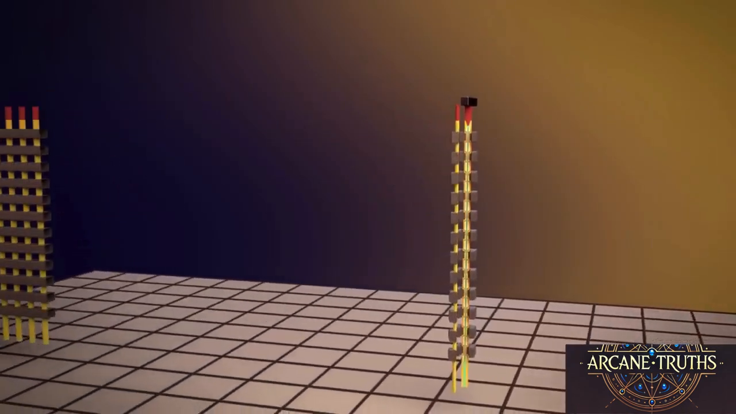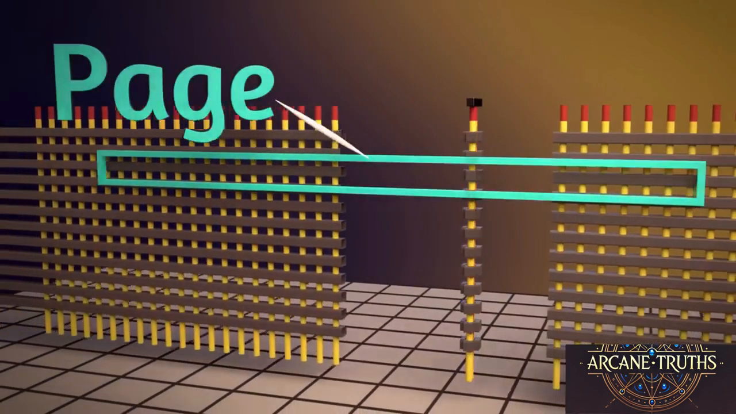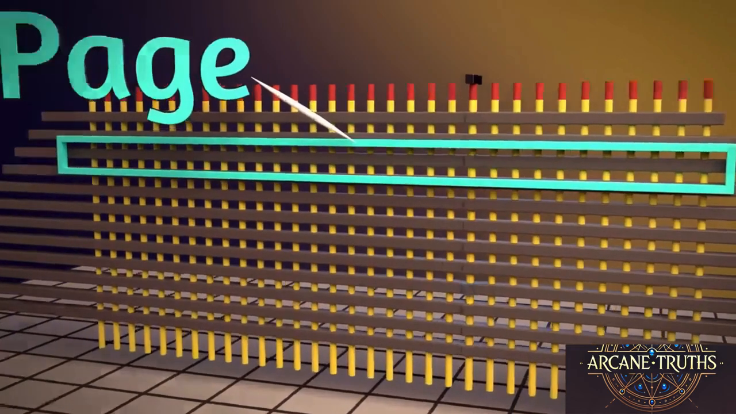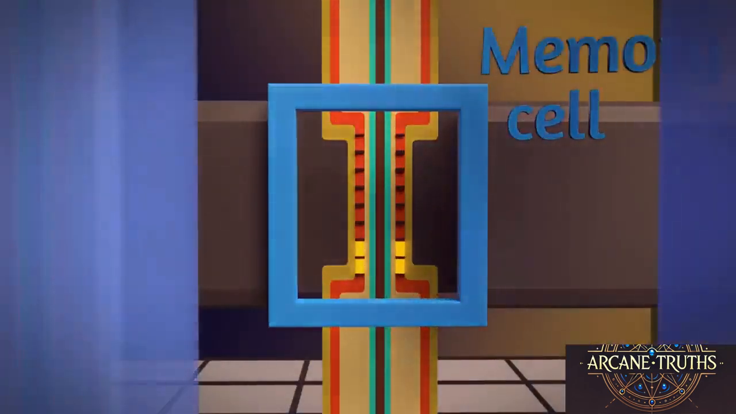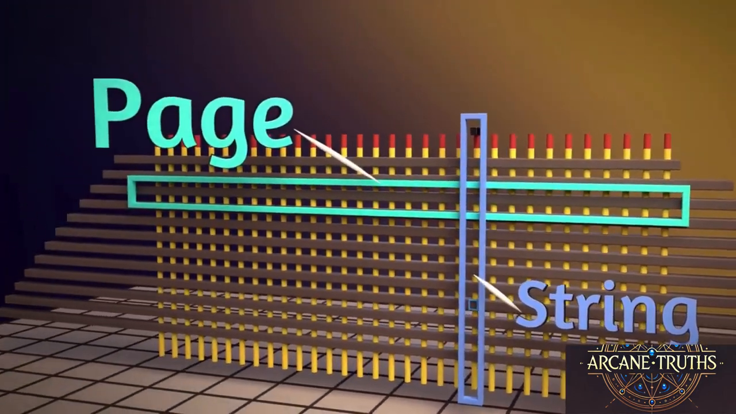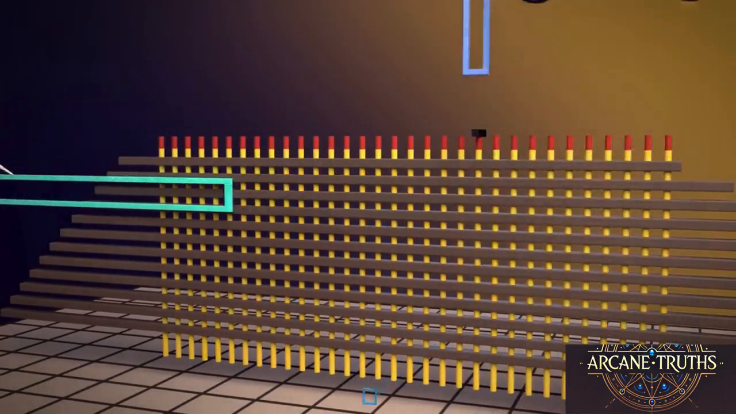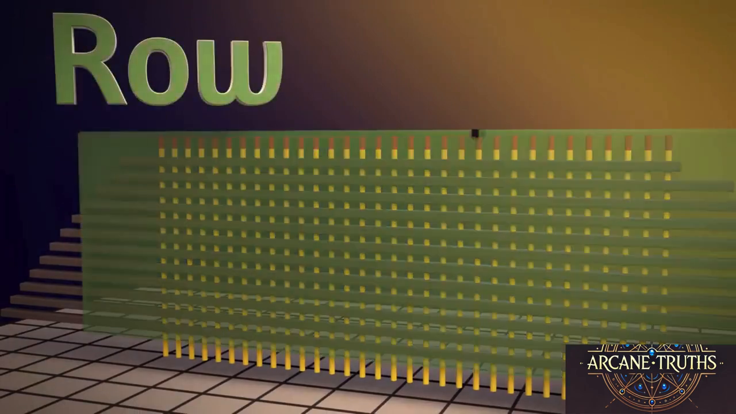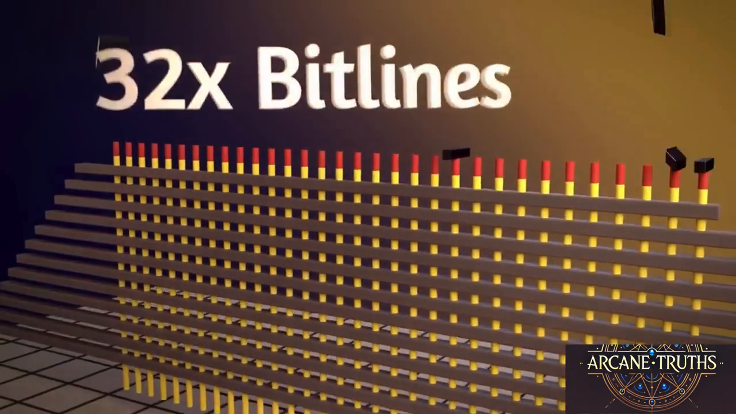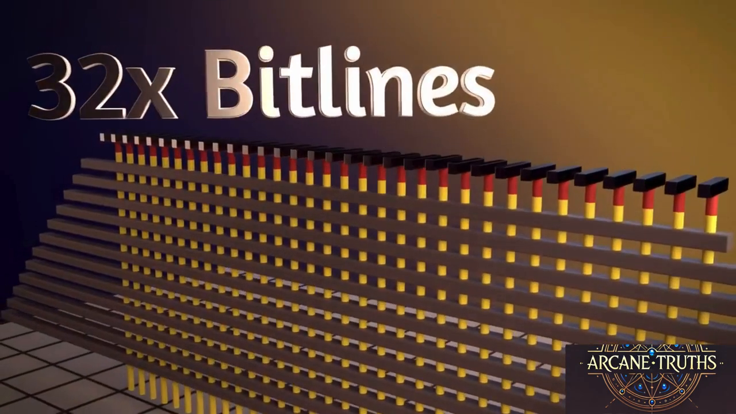Next, we duplicate this string 32 times, and this gets us a page of strings. Let's review some terminology. This is a memory cell, and this is a string. And now here we have a page, and we're going to call this entire page of strings a row. When we duplicate the string, we also duplicate the bit line 32 times.